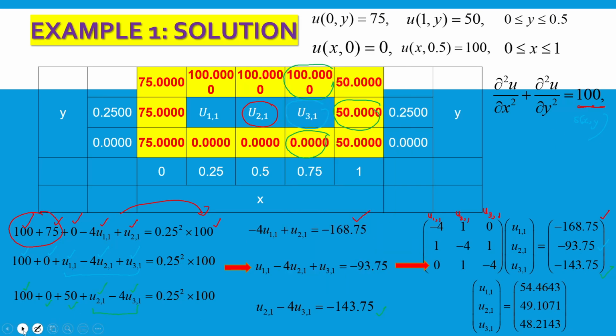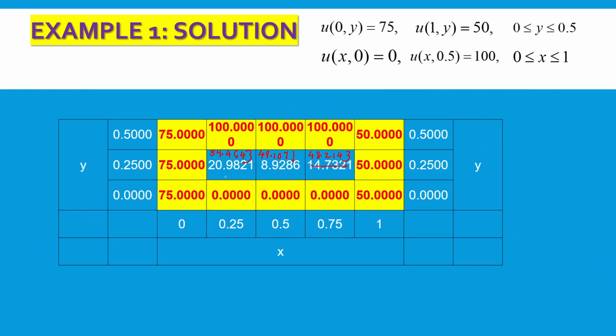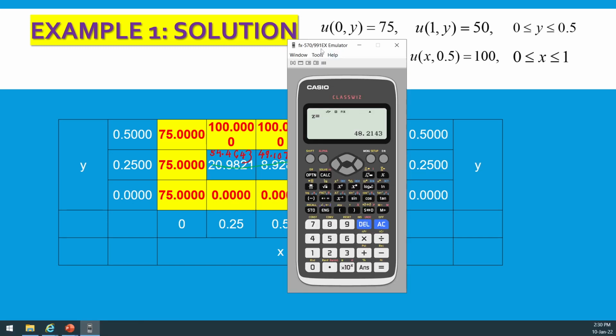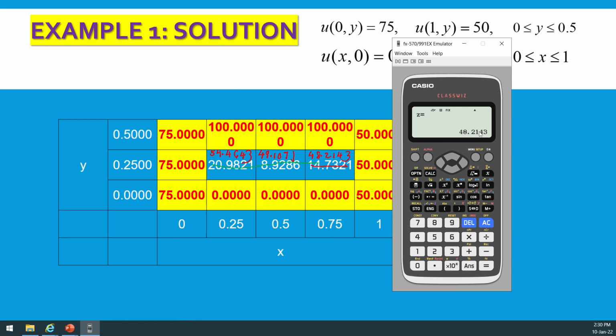Okay, and then you may fill in. Oh dear, I forgot to edit the value here. If you get the PDF, there is a careless mistake, so this is the correct version. So you fill in the values that we obtained just now in here: 48.2143, 49.1071, 54.4643.